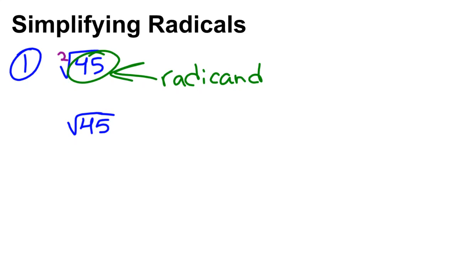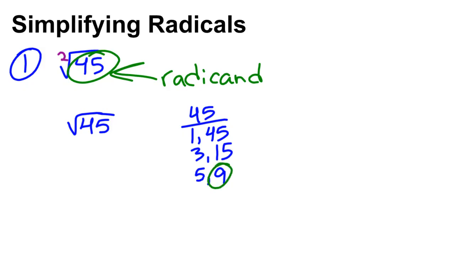So the way you want to begin simplifying radicals is to think of factors of the radicand. Some of the factors of 45 are 1 and 45, 3 and 15, and 5 and 9. What you want to do is find the factor that would be the greatest perfect square. 1 is a perfect square, but there's a larger one, and the greatest perfect square here would be 9. So we're going to rewrite this radical 45 as rad 9 times 5.